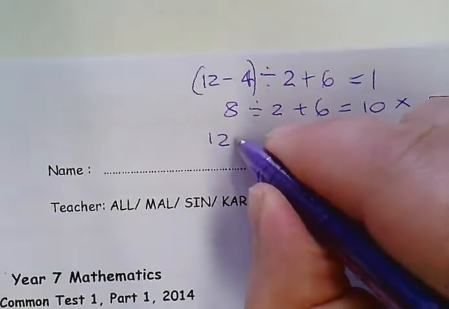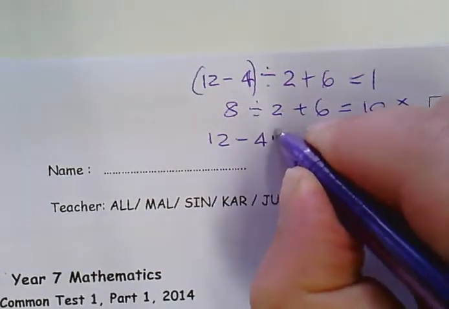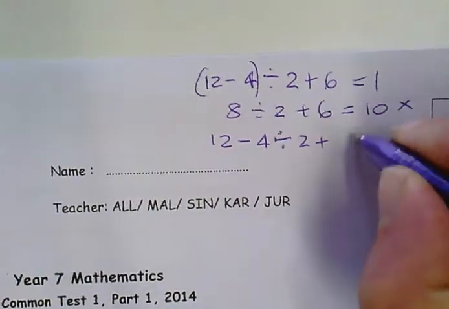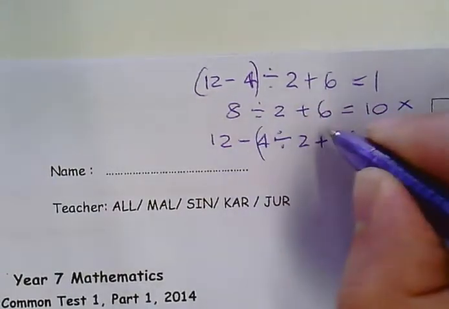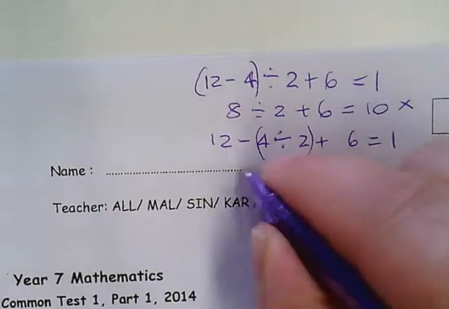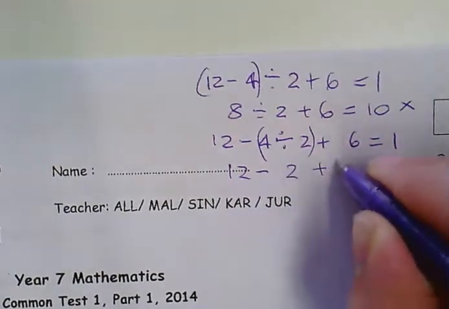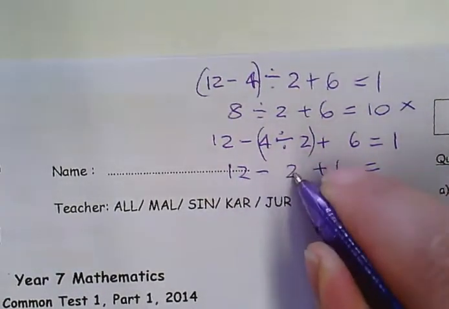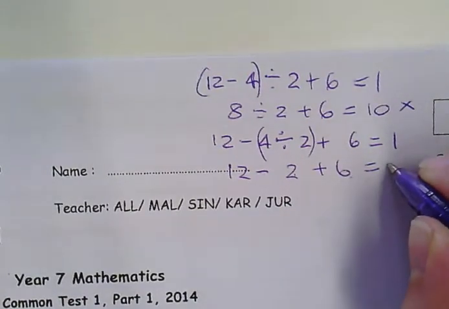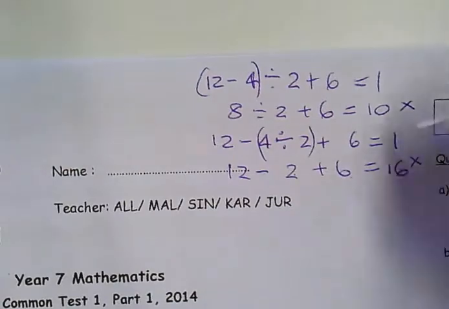Or I could try and put my brackets elsewhere. I could try them here. Let's see what we get there. 12 take away 4 divided by 2 is 2, plus 6. Well, that's 12 take away 2 is 10, plus 6. That's 16. Well, that is not 1.